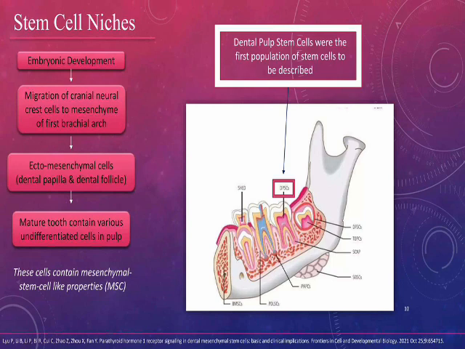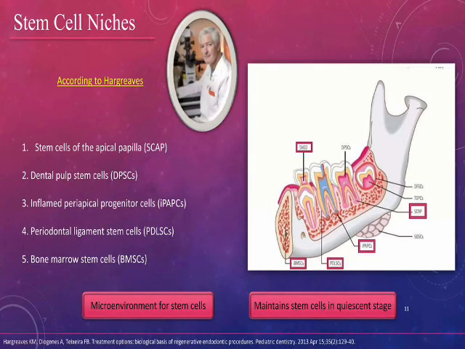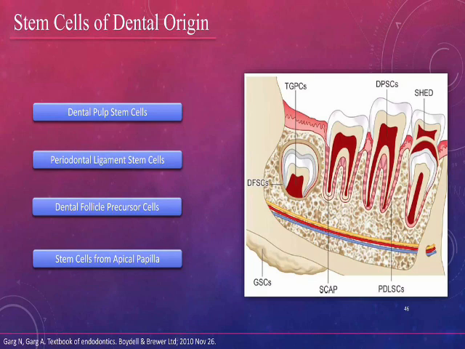The niche means that the stem cells are maintained in a quiescent state within a specific microenvironment until needed for repair or regeneration. And these are the places where the dental stem cells are present and where they originate.